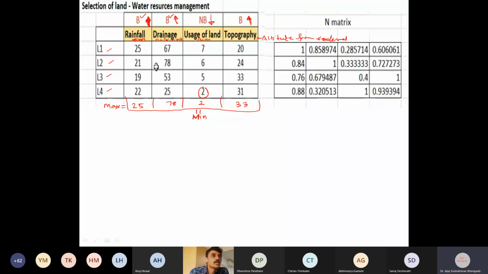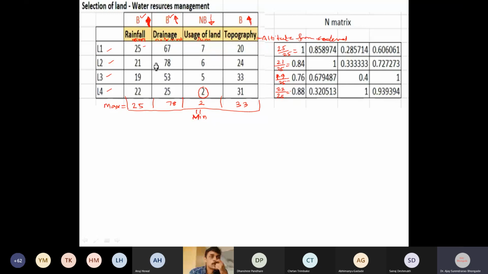Now, while doing the normalization, we are simply going to divide each cell by the maximum value. So 25 divided by 25 will be equal to 1. Then 21 divided by 25 is 0.84. Again 19 divided by 25 and 22 divided by 25.